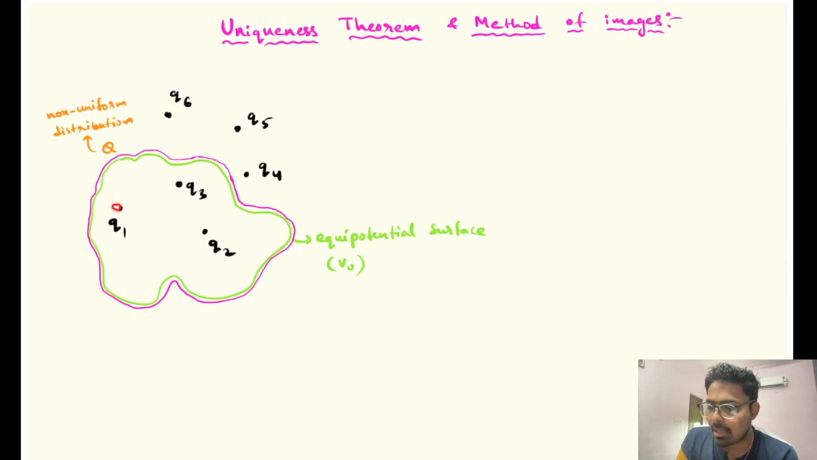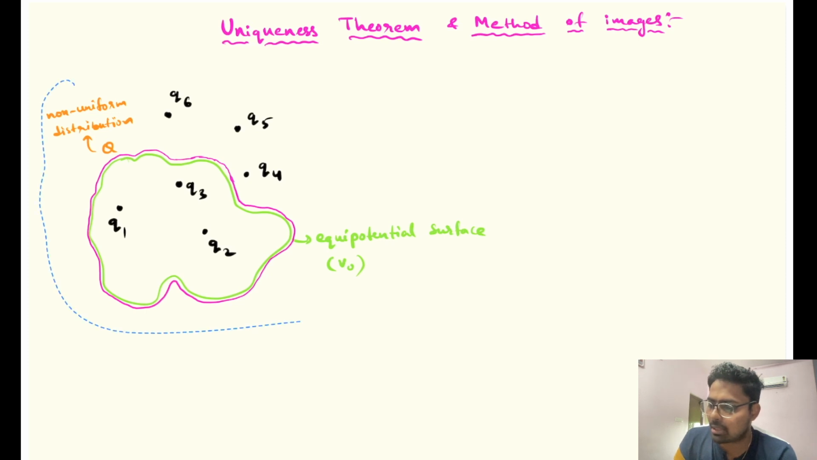What is the original system? 6 point charges are there. That is our original system. Now what I am telling is, there exists a unique equipotential surface which I replaced with a conductor of potential V naught, and to get this potential, this conductor should carry some amount of charge q, which is also uniquely defined. The potential and the charge are uniquely defined, ensuring that the result we used to get outside this conductor, a field or potential, will remain the same.